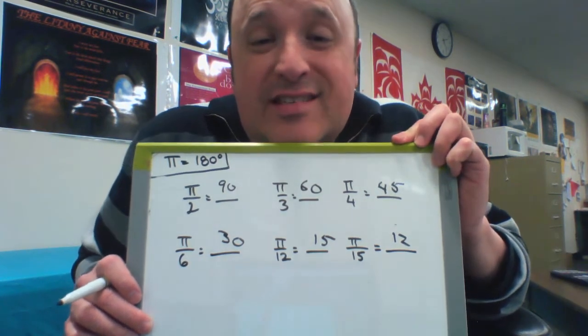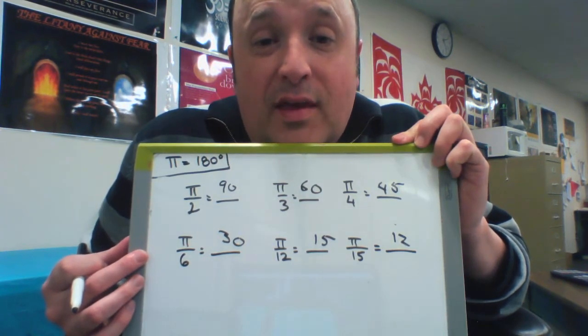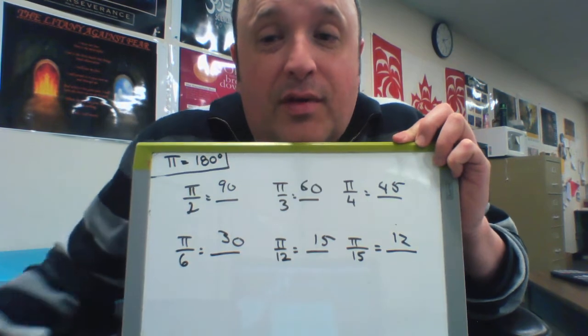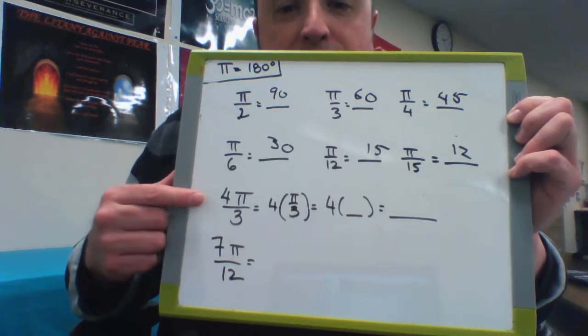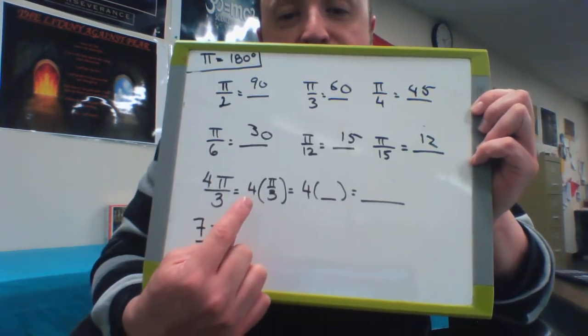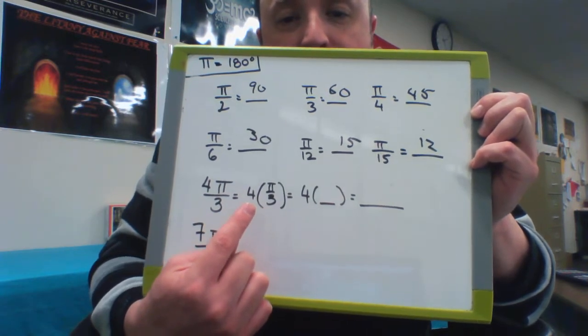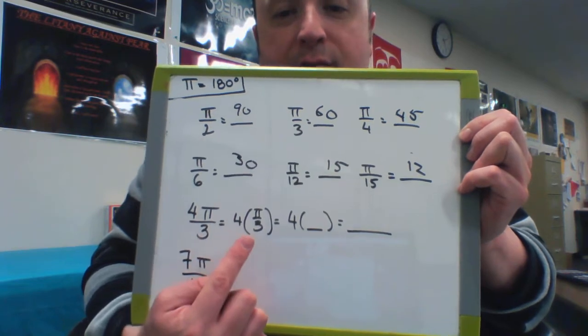Now you can also extend this idea, if you know these ones, to some more complicated ones. So let's have a look at a couple of complicated ones and see how you can kind of cheat a little bit and be fast. Okay, so let's look at this guy down here, 4 pi over 3. Well, I can say that this is 4 times pi over 3. It's 4 over 1, and do the fractions. So 4 times pi over 3.